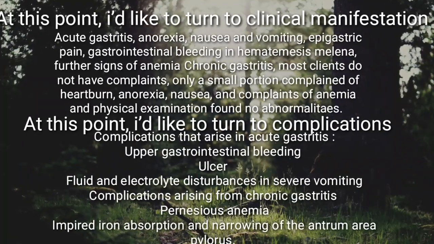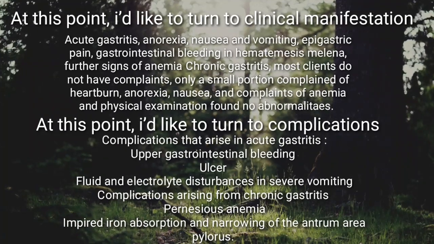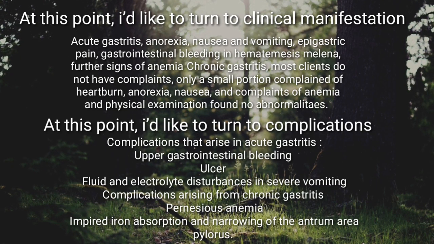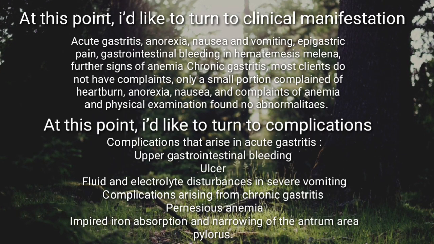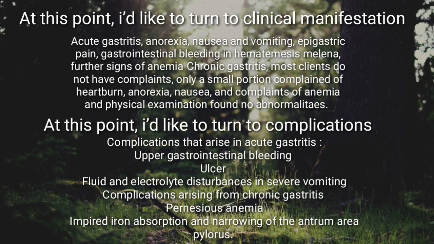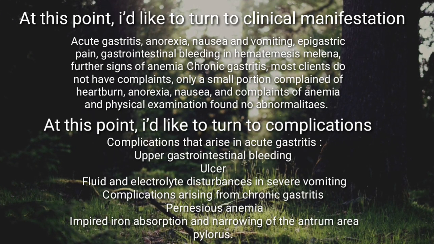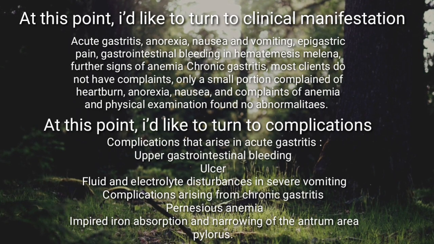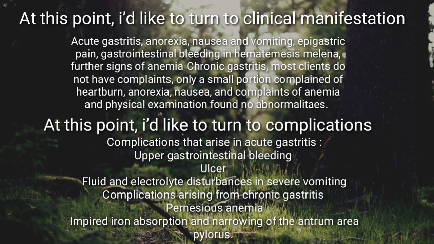Acute gastritis: anorexia, nausea and vomiting, epigastric pain, gastrointestinal bleeding, hematemesis, melena, and worsening of anemia. Chronic gastritis: most clients do not have complaints. Only a small portion complain of heartburn, anorexia, nausea, and complaints of anemia, and physical examination found no abnormalities. At this point, I would like to turn to complication.